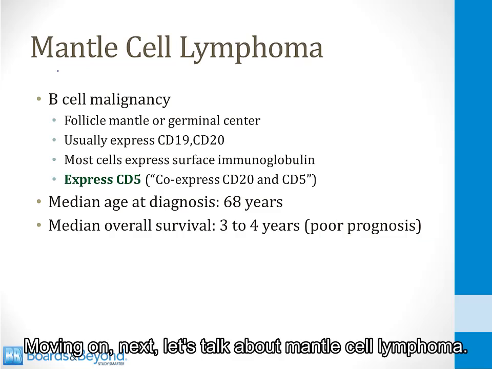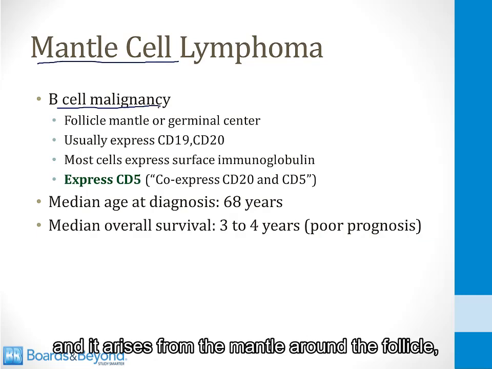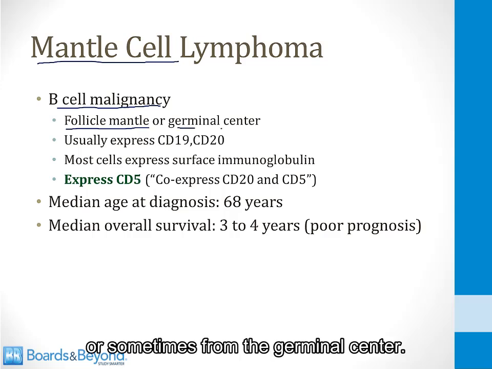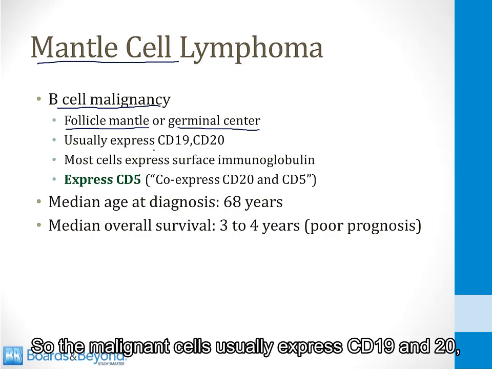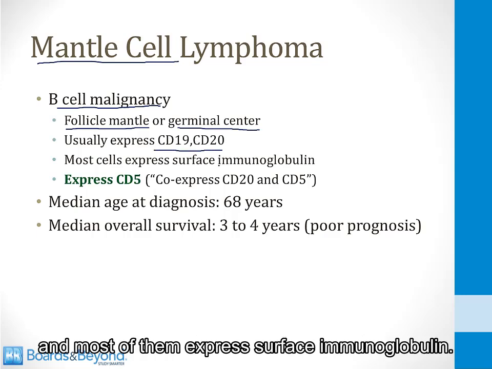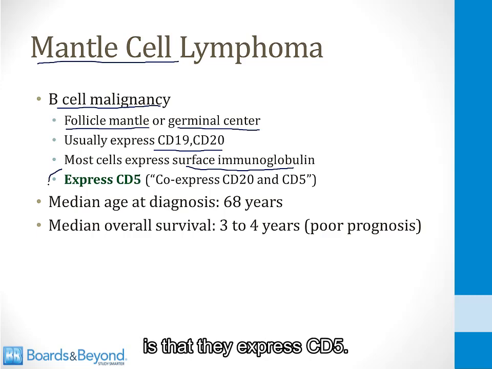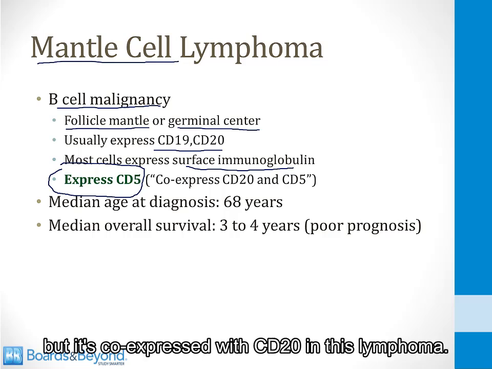Moving on, next let's talk about mantle cell lymphoma. This is also a B-cell malignancy, and it arises from the mantle around the follicle, which we discussed previously, or sometimes from the germinal center. These are B cells, so the malignant cells usually express CD19 and 20, and most of them express surface immunoglobulin. A unique feature of the cancer cells in mantle cell lymphoma is that they express CD5. CD5 is usually a T-cell marker, but it's co-expressed with CD20 in this lymphoma.